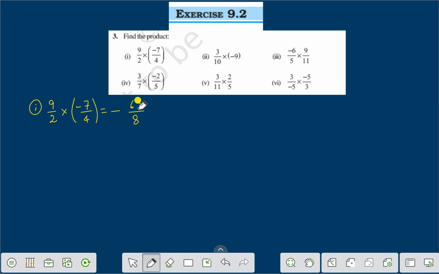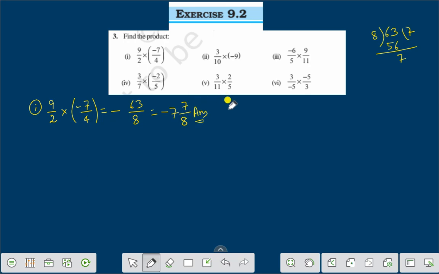Now divide 63 by 8. 7 8 is 56, and the remainder is 7. That is minus 7 whole 7 by 8. It comes to equal to minus 7 whole 7 by 8. This is the answer of question number 1.